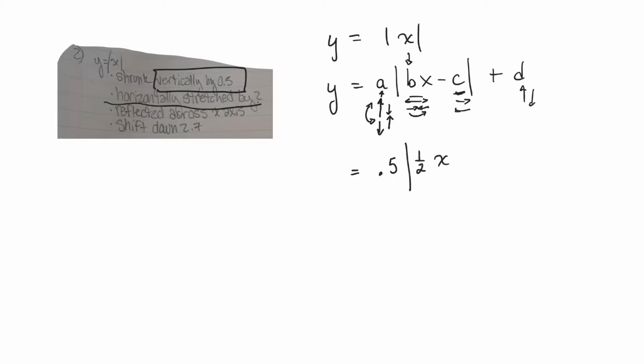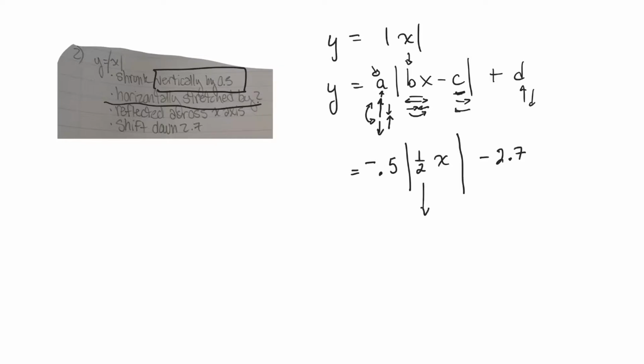There's no left or right movement, so that's it for what's inside the absolute value signs. Reflected across the x, that's the A value, so I need to put a minus sign right there. And then shifted down 2.7 units, so the D value would be a minus 2.7. Okay, hopefully that helps you with that one.